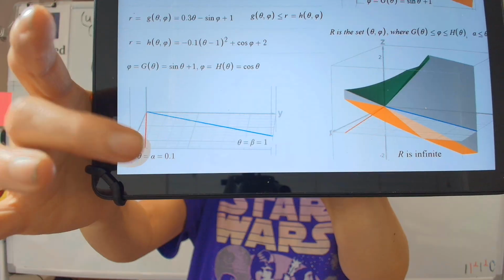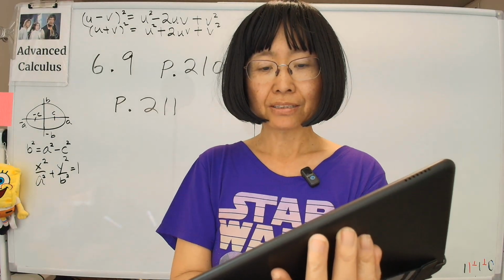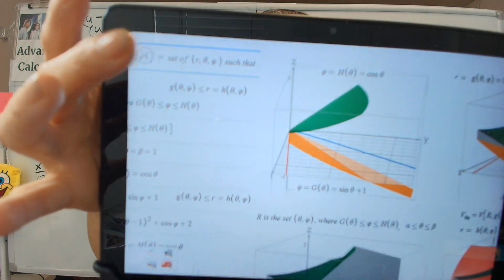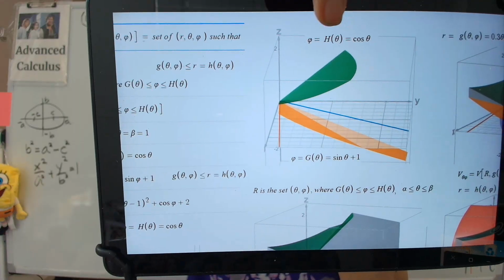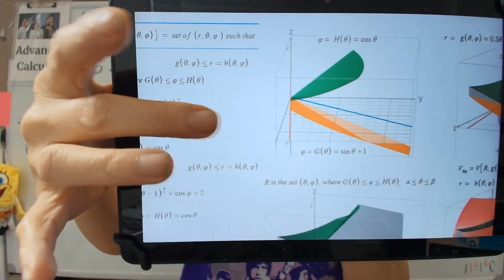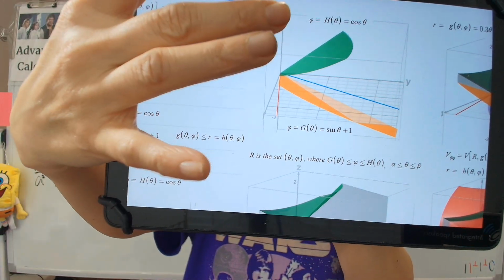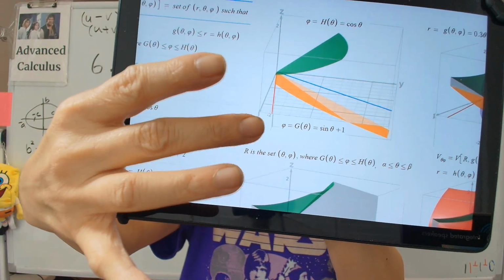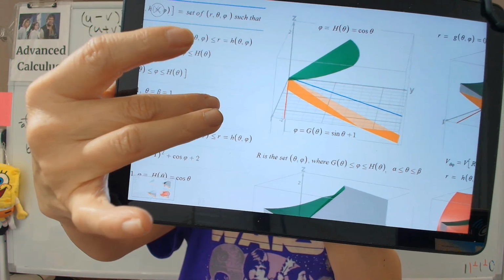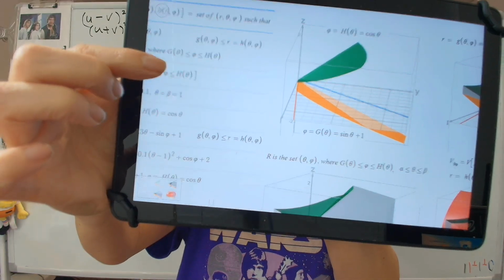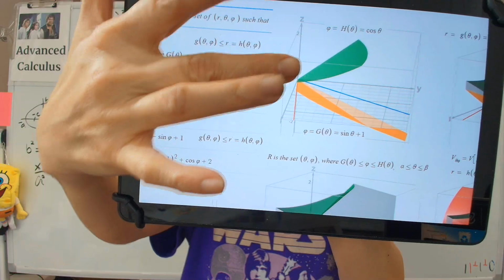So that's that part. This region right here is where theta varies in my sample. In the next picture, I have plotted a sample phi. The green surface is phi equals cosine theta. The orange surface on the bottom is phi equals g theta, and the top one is phi equals h theta. I have sine theta plus 1 as a sample. This shows you what happens when g theta is less than phi less than h theta. So phi is varying between those two surfaces.